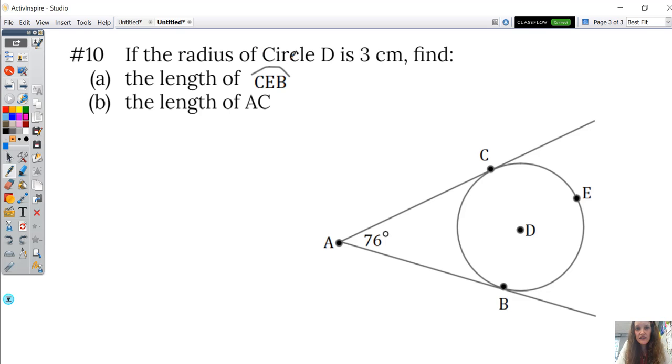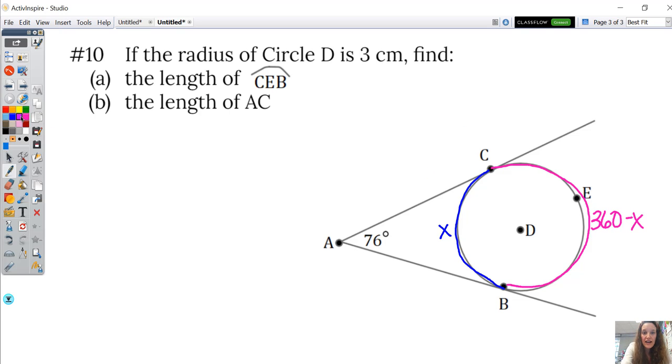Number 10, if the radius of circle D is 3 centimeters, first, find the length of arc CEB. So arc CEB is this major arc. So I don't know the measure of that arc. I don't know how many degrees it is. So that's the first thing on my agenda to find. So I'm going to call this minor arc CB X because I do not know what it is. All the way around the circle is 360 degrees. So if I know this front arc CB is X, then to find the back arc, the big arc CEB, I'm just going to subtract X from 360. So the measure of arc CEB is 360 minus X.